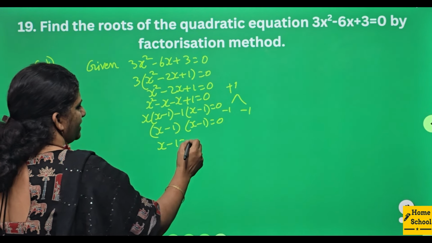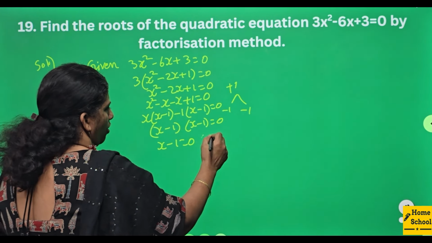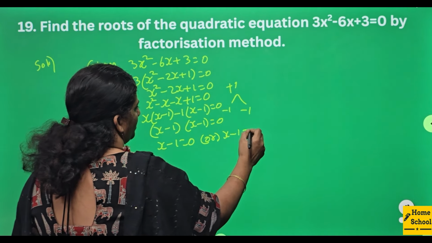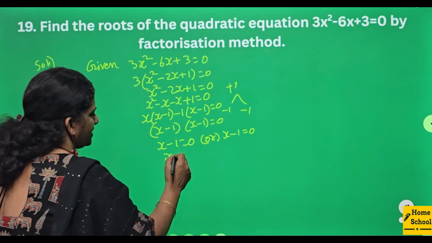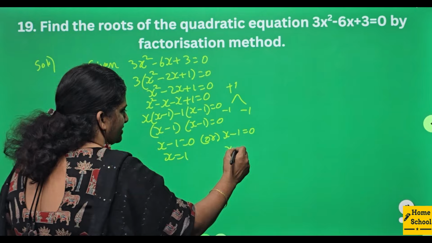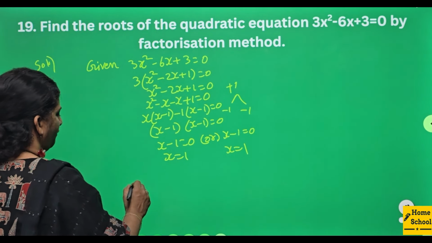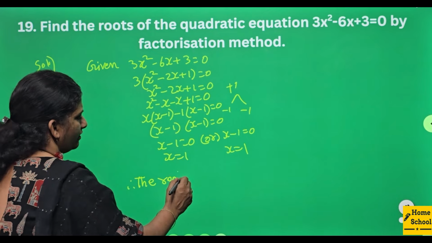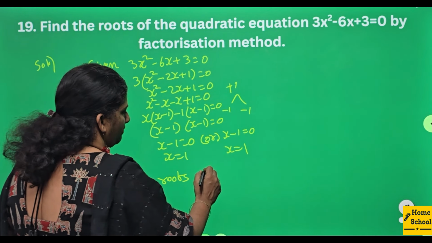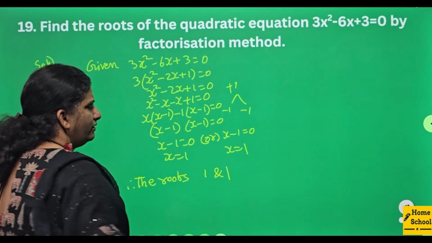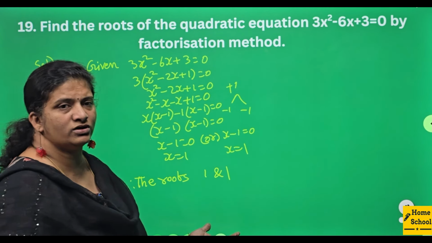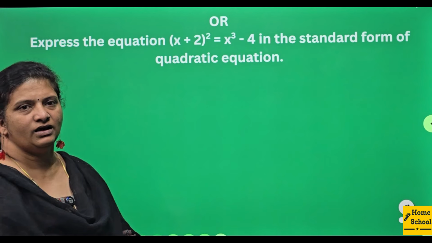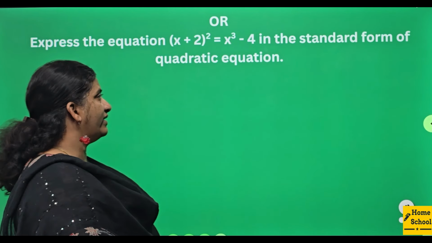Therefore, x − 1 = 0 or x − 1 = 0. x = +1 or x = +1. Therefore, the roots of the quadratic equation are, what are the roots children here? 1 and 1. There are two roots. What are those? 1 and 1. In this we have one more OR question.